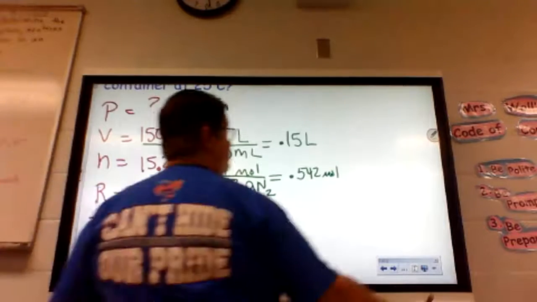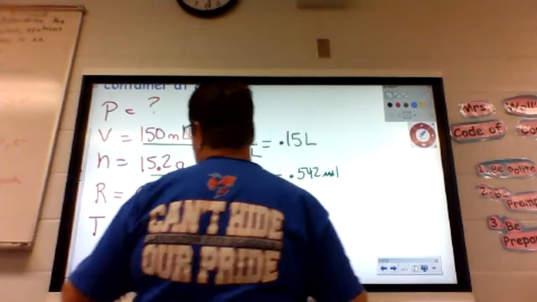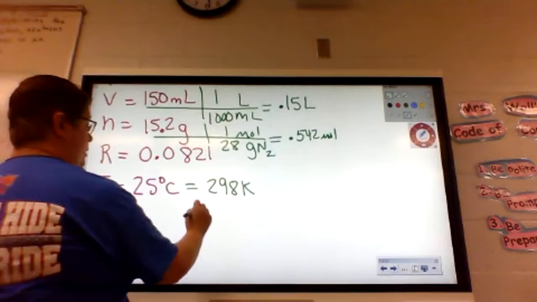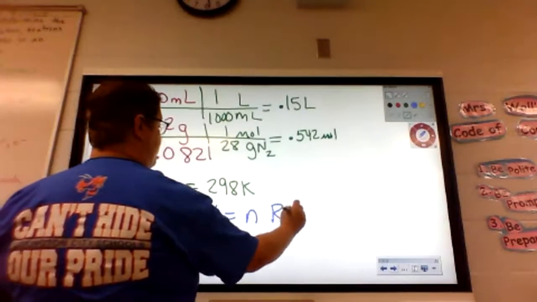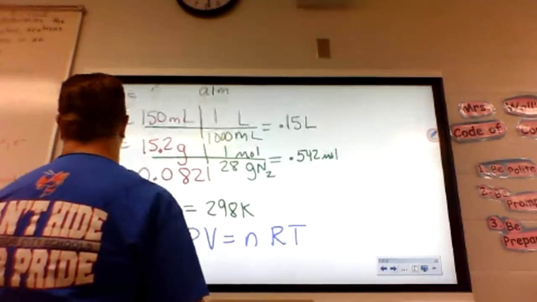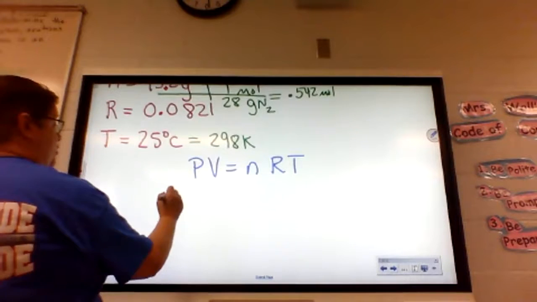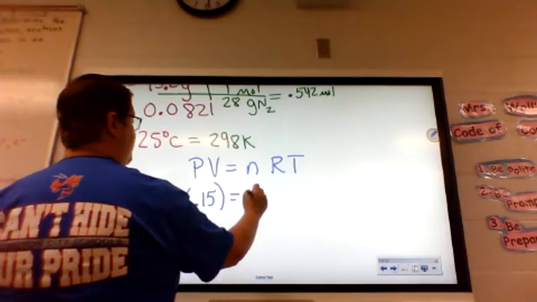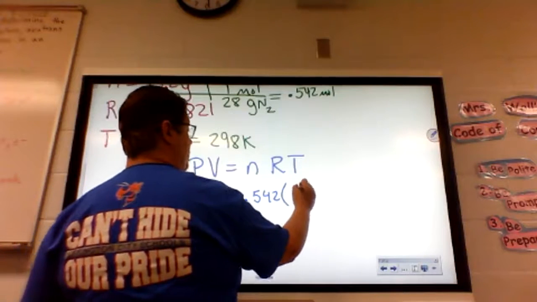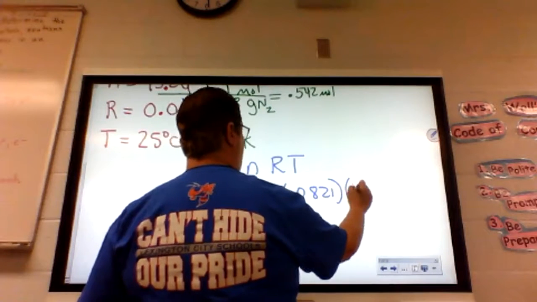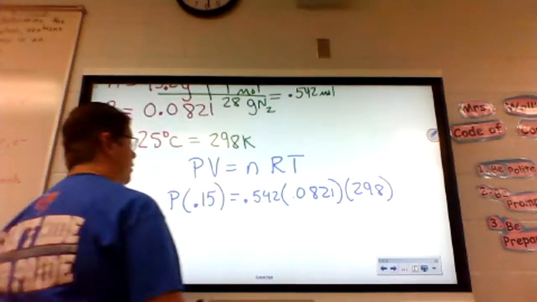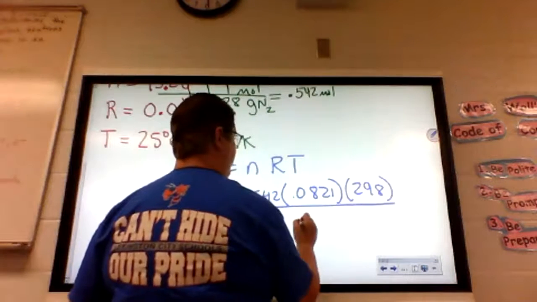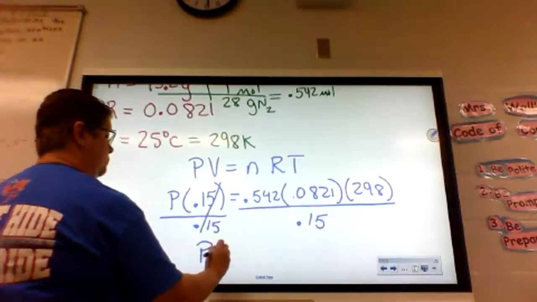All right, so plugging in and getting an answer. Everybody got what they need up there? PV equals nRT. All right, I like this equation for most people because I think it's easy to plug in. Pressure we don't know. Volume was 0.15. Moles were 0.542. R is 0.0821. And temperature is 298. So to solve for P, all we have to do is divide by 0.15. Divide here by 0.15. And we have pressure.